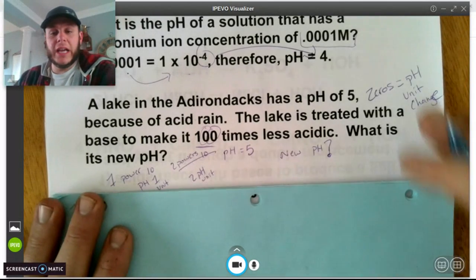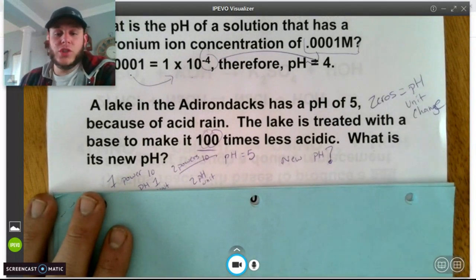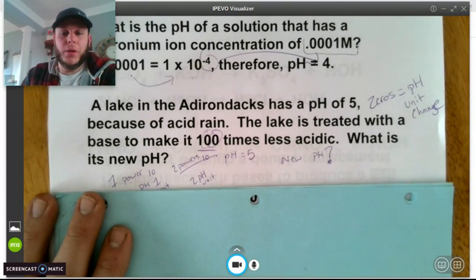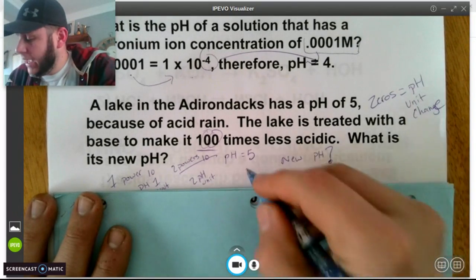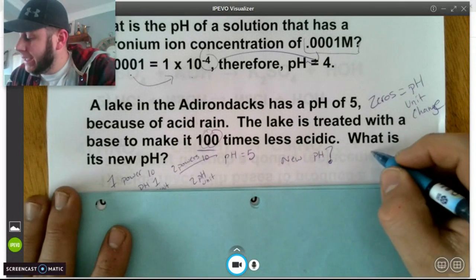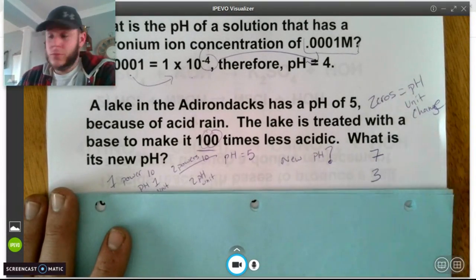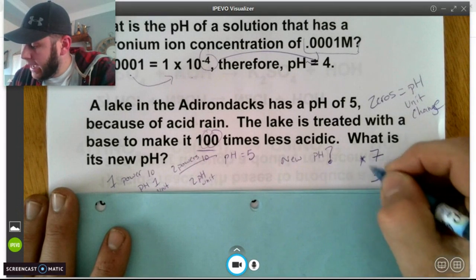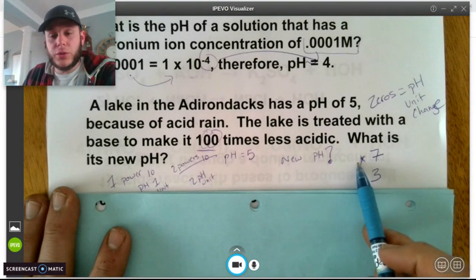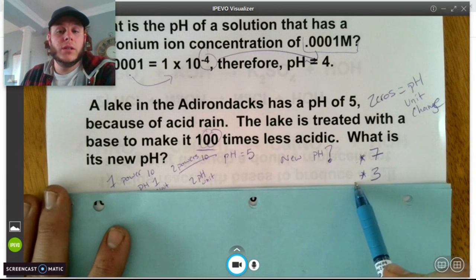Going quickly because I think I'm running out of time. What is the new pH? So here's the tricky part. The new pH, if it started from 5, could be 7 or it could be 3. These are the two choices you have. That's a 2 pH increase and a 2 pH decrease.